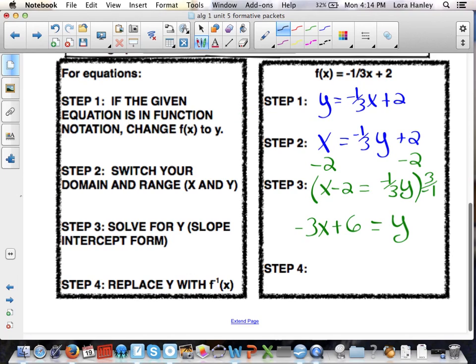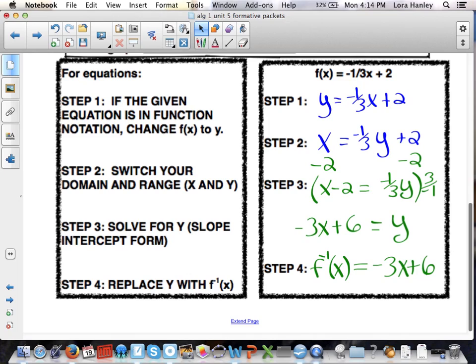Our fourth step is to replace the y with f inverse. And by doing that, you've shown this is your inverse function, negative 3x plus 6. Again, you should notice that your slopes here, negative 1/3 and negative 3, are reciprocals of each other. From there, you can graph anything you want, inverses or the regular equations, and you should be all set.